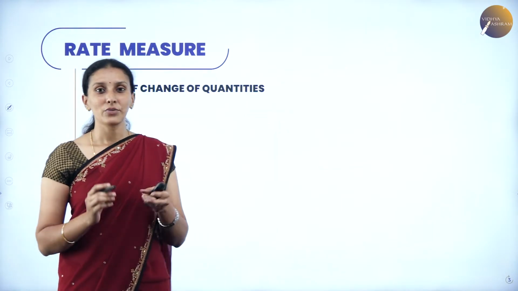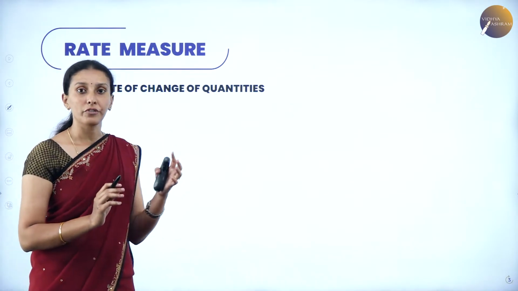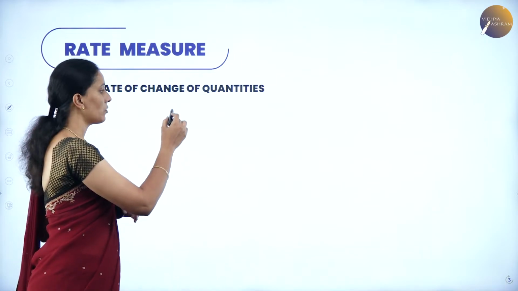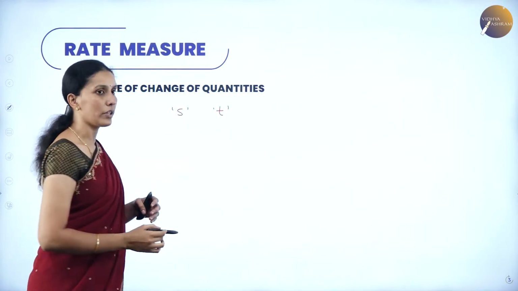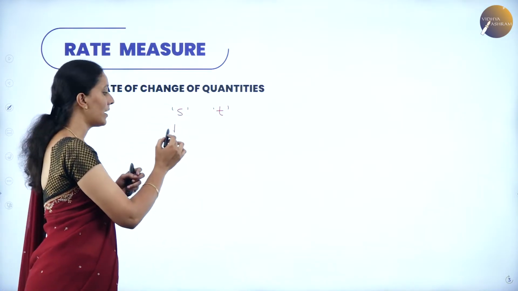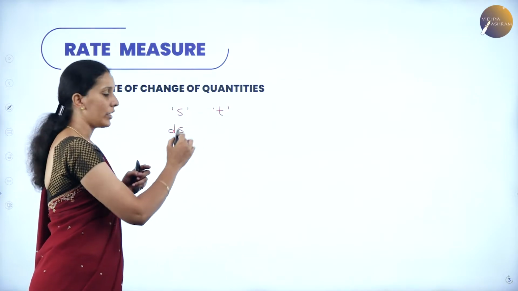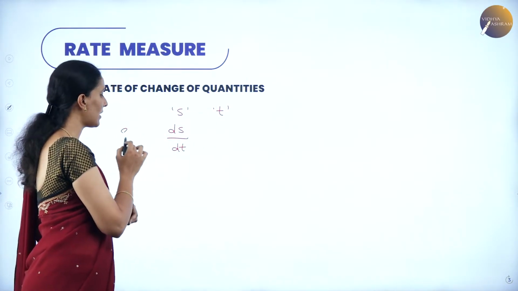Along with this, we have some physics applications also. What is the rate of change of distance with respect to time? Usually we denote s as distance and t as time. We know that the rate of change of displacement is nothing but ds, the rate of change of time is dt. So displacement with respect to time is nothing but your speed.